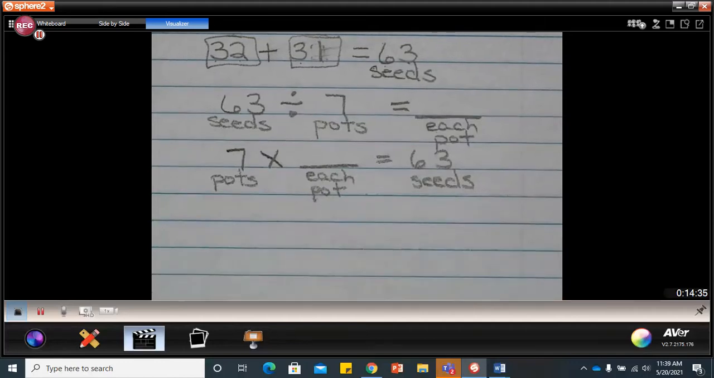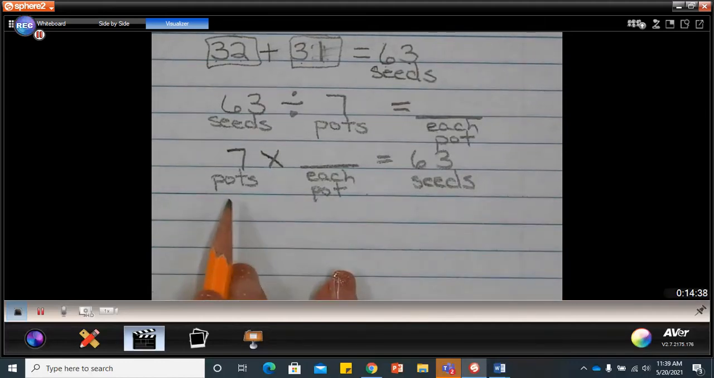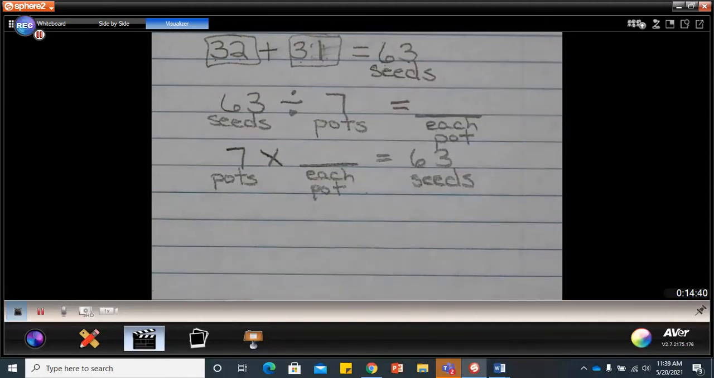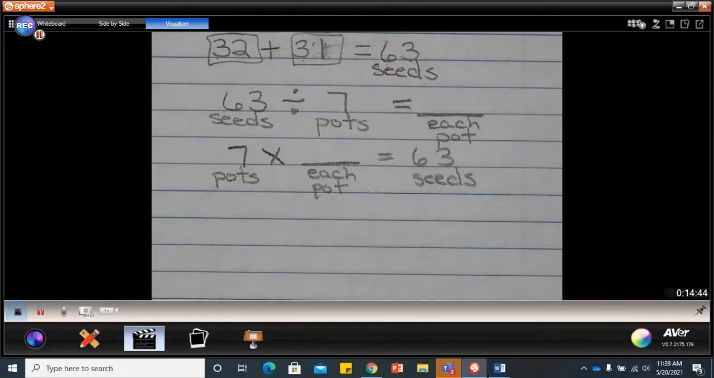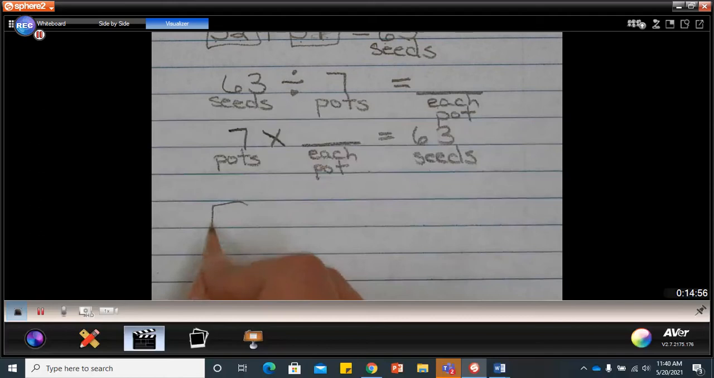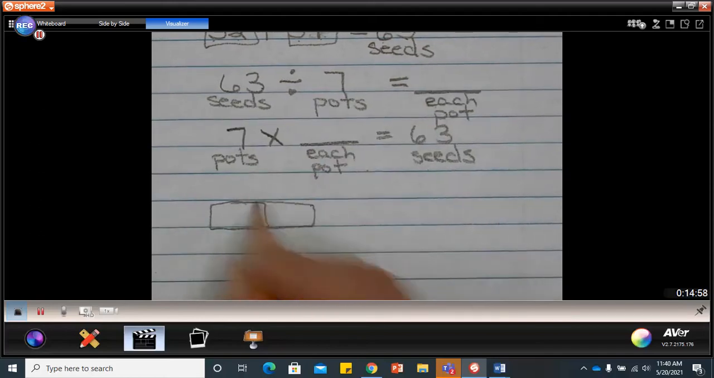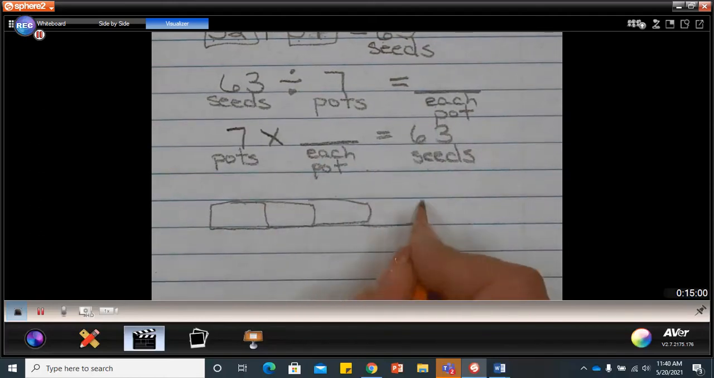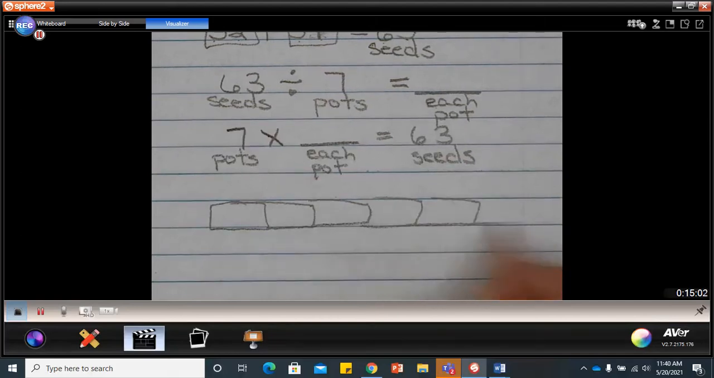Now, we could also use what we know about counting by sevens to find out how many groups of 7 I need, but we need to be very careful about that because we are not counting by groups of 7 seeds. We're using that to help us find the missing factor. So if I need to, I can use what I know about division and taking numbers apart.